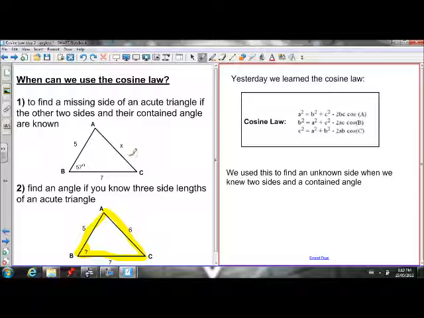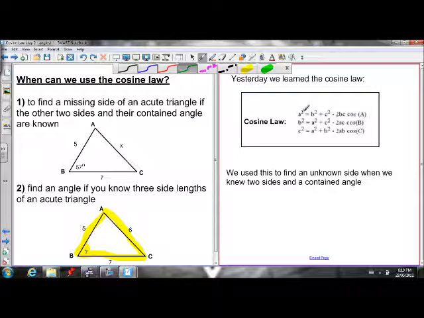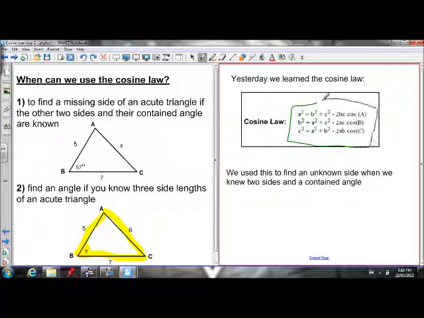Let's just remember what the cosine law is. We learned last lesson that the cosine law tells us that a squared equals b squared plus c squared minus 2bc times cos A. Similarly for the other two sides, b and c, there are similar equations. So the cosine law is three equations, and which one you use depends on which side or angle you are looking for.